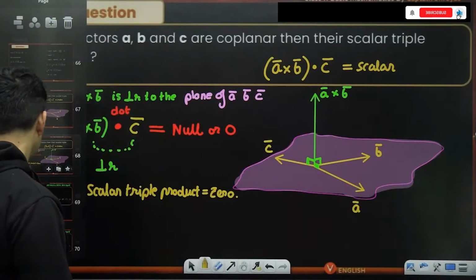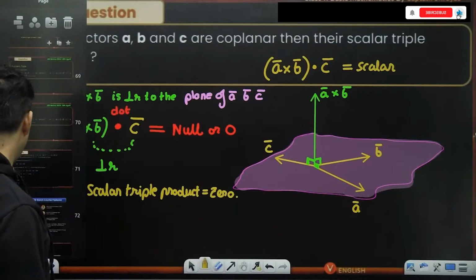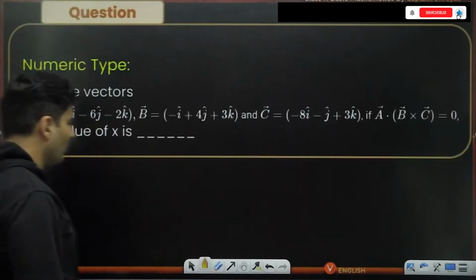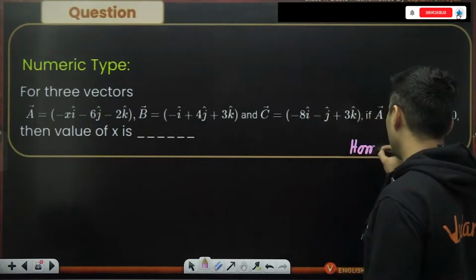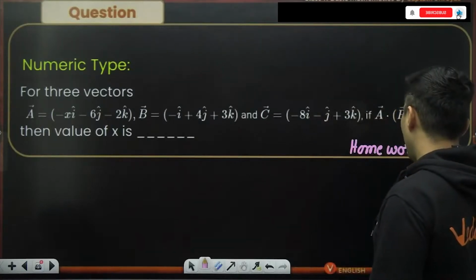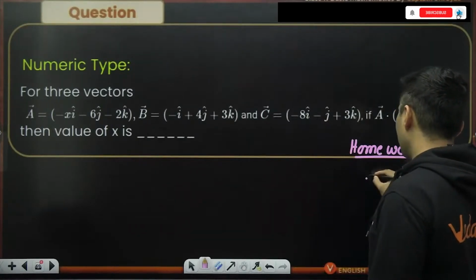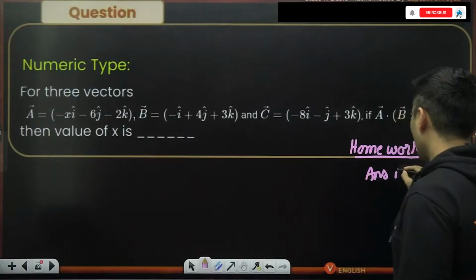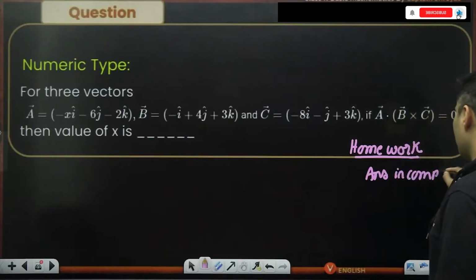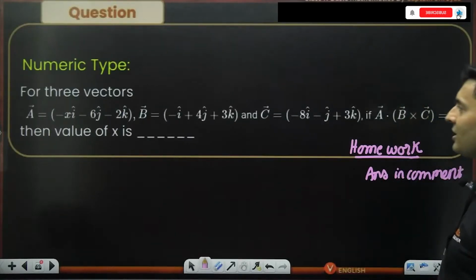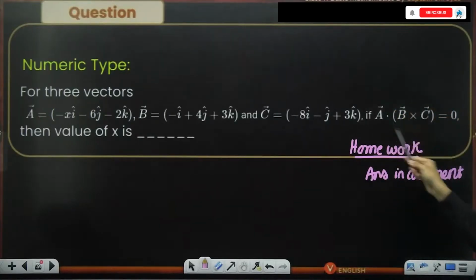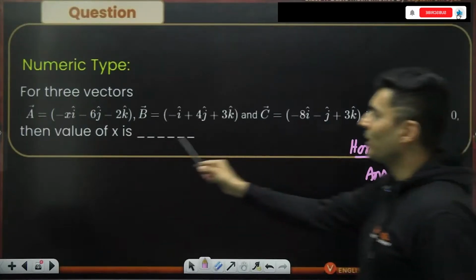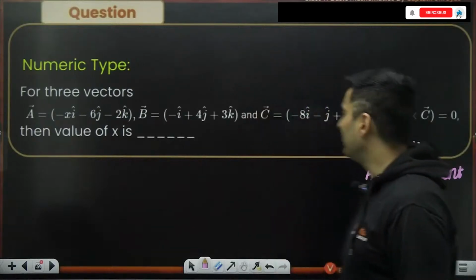Perfect. So we have a final question, which is your homework question. Please solve it as your homework. It is not that difficult. Answer should be there in the comments. I want your answer in the comment section, just like the previous session. Three vectors are there. If A dot B cross C, this is scalar triple product, is 0, then what is the value of X? I'll give you a hint.